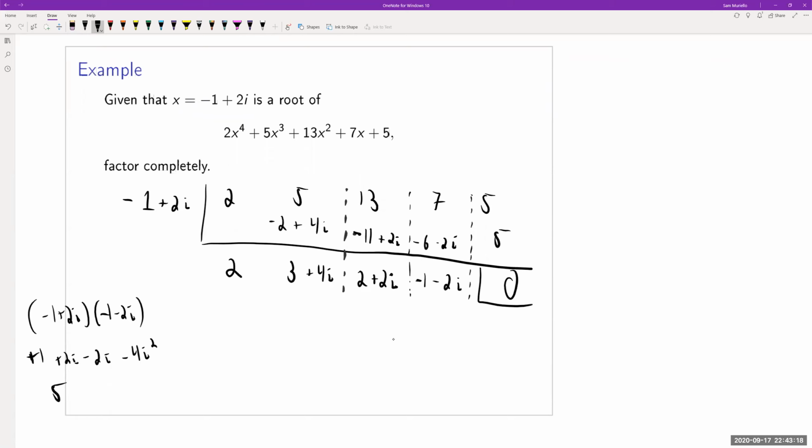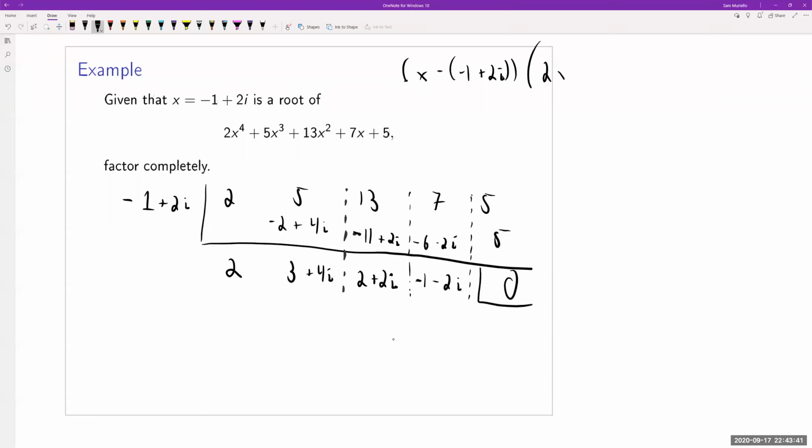As you can see, there's a good opportunity to make mistakes, so you'll definitely need to go slow if the problem is as long and messy as this one. That being said, we get down to our intermediary step, giving us the polynomial that we've factored so far. So I've got x minus 1, negative 1 plus 2i times 2x cubed plus 3 plus 4i x plus 2 plus 2i, or excuse me, x squared, 2 plus 2i x plus negative 1 minus 2i.